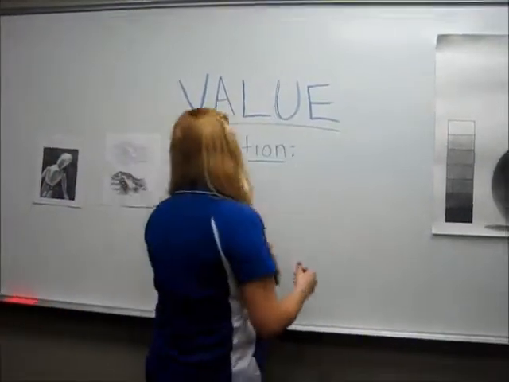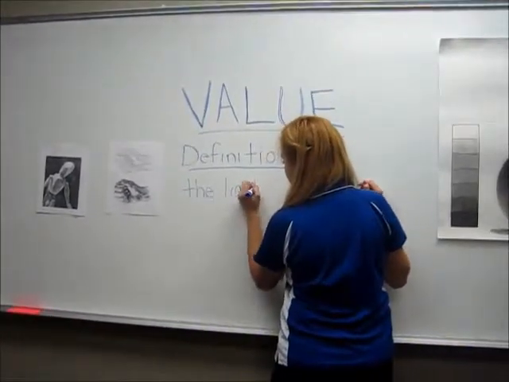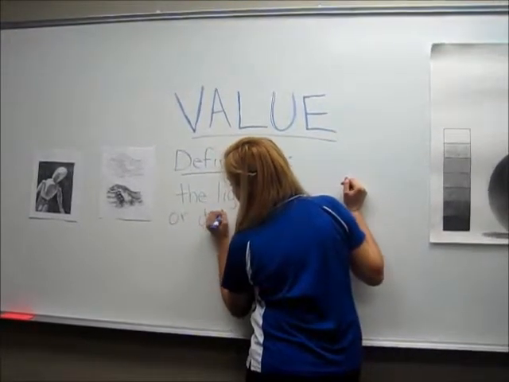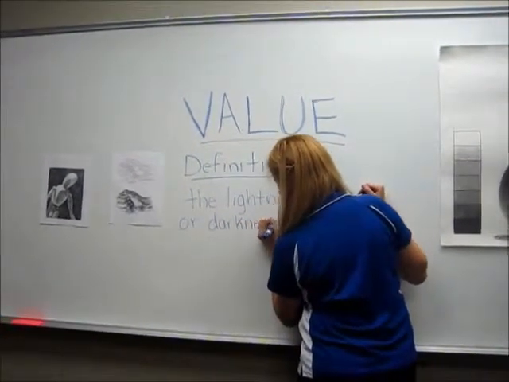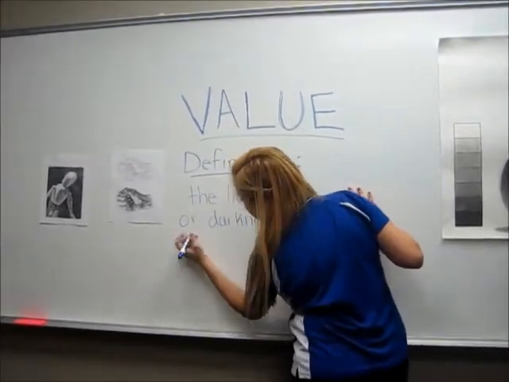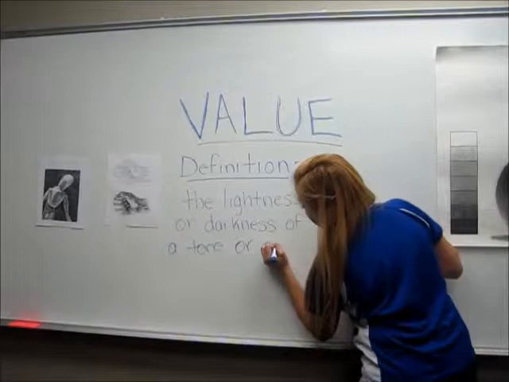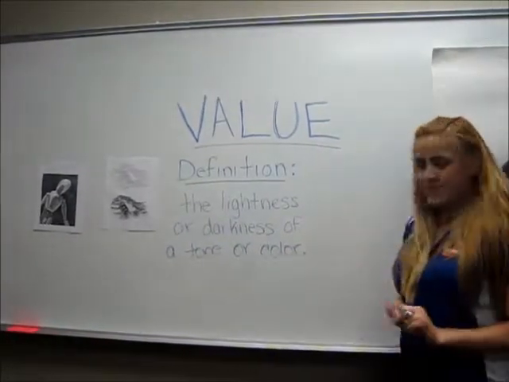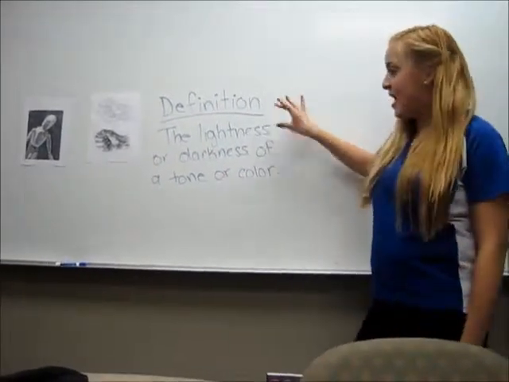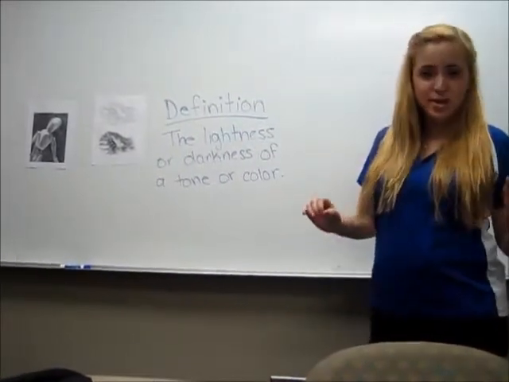But now let's write down the proper definition. So value is the lightness or darkness of a tone or color. So lightness and darkness, do you guys know what that is? It's pretty easy. It's how light something is or how dark something is. But to explain it a little better, we're going to watch this quick 2-minute video.